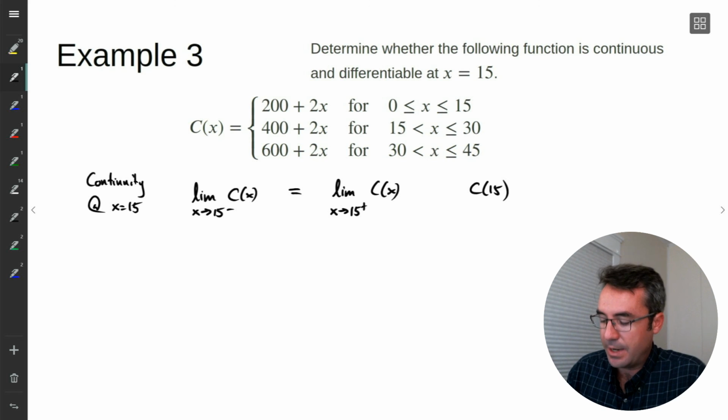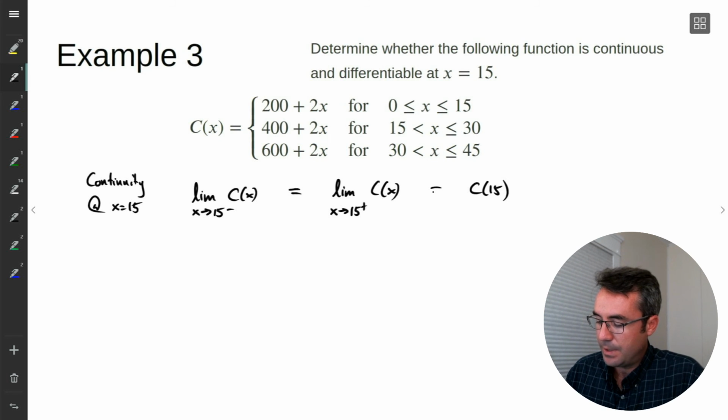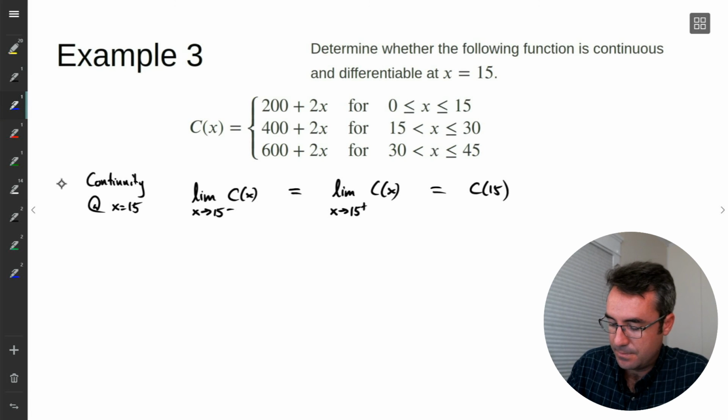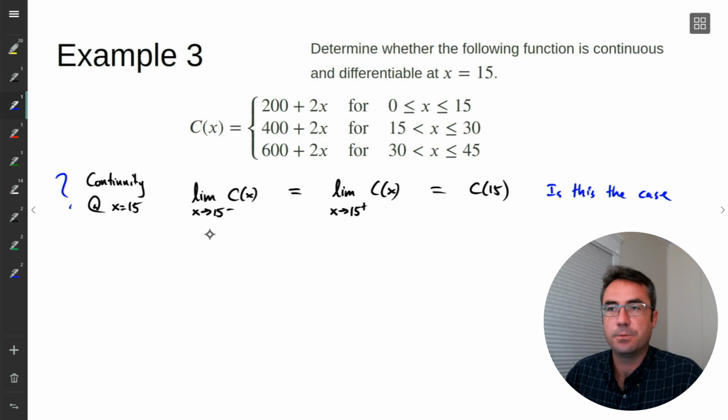So if the left and right-hand limits are equal, then the overall limit's equal. And we need all three of these values to be equal in order to get continuity. So the left side, the right side, and then what's happening directly at x equals 15. All right, so the question is, this is what we're trying to do. Is this the case for this function? This is what we want to show.